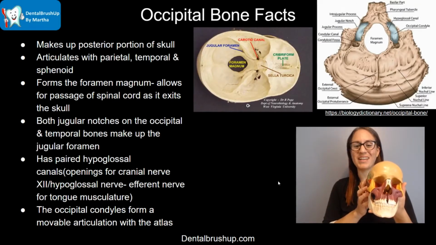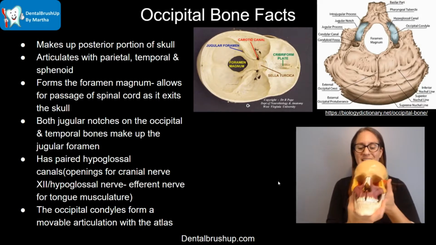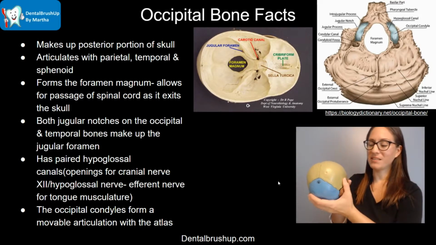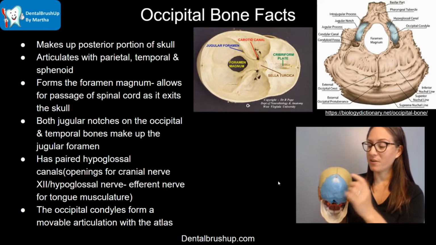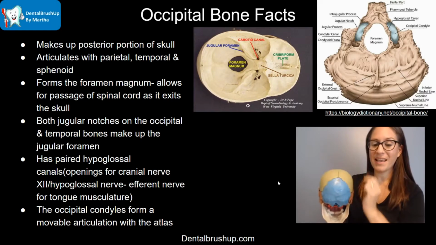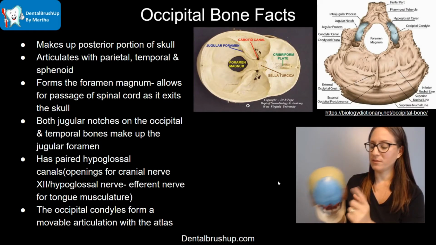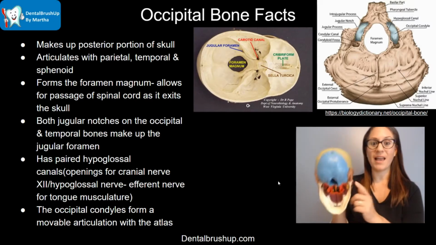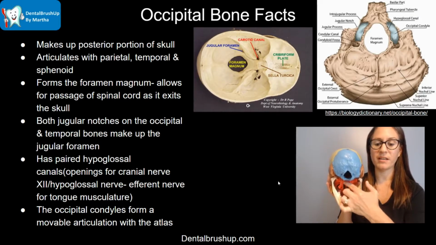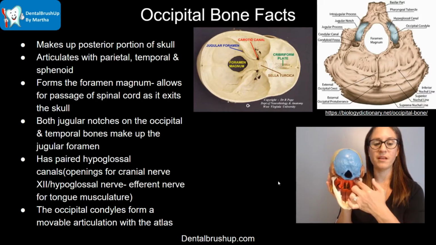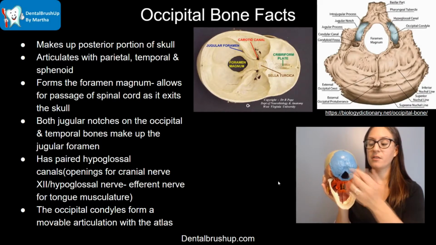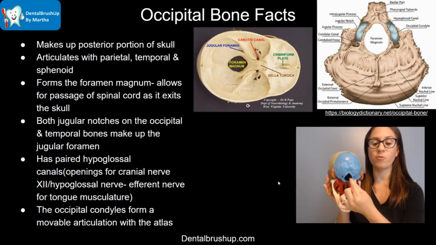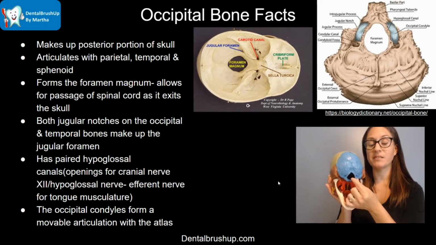Now let's take a closer look at some occipital bone facts. The occipital bone makes up the posterior portion of the skull, and it articulates with the paired parietal bones and the paired temporal bones on either side, as well as the sphenoid bone, which is located in this under portion here. Now, this bone is also responsible for forming what's known as the foramen magnum, which is this large opening here, which serves as a passage for the spinal cord as it exits the skull.